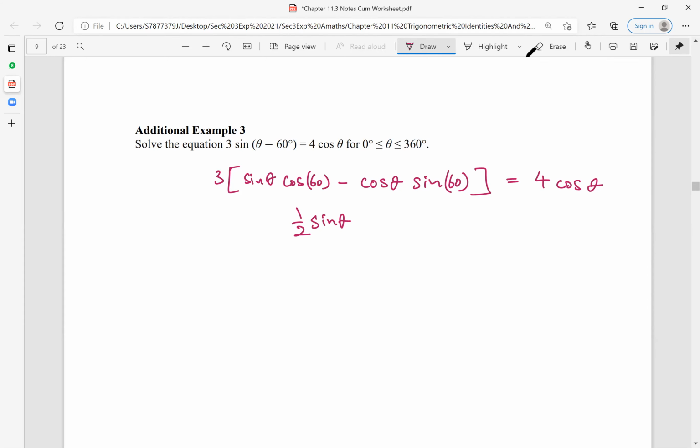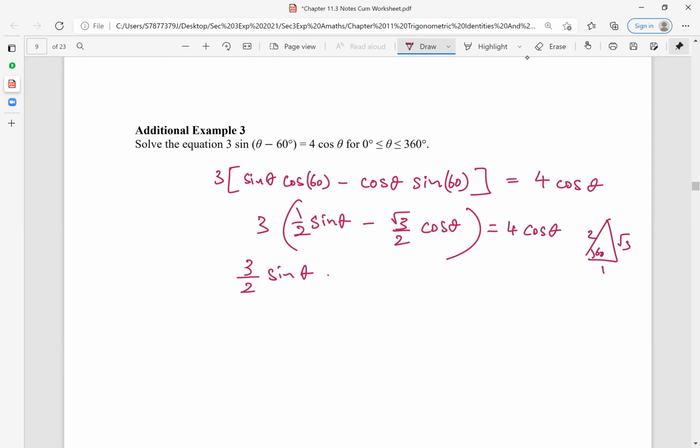This one should give you sine 60, O over H. Yep. Square root 3 over 2 cosine theta. And you have to multiply 3 throughout. Then you still have a 4 cosine theta here. So that will become 3 over 2 sine theta minus 3 square root 3 over 2 cosine theta equal 4 cosine theta.